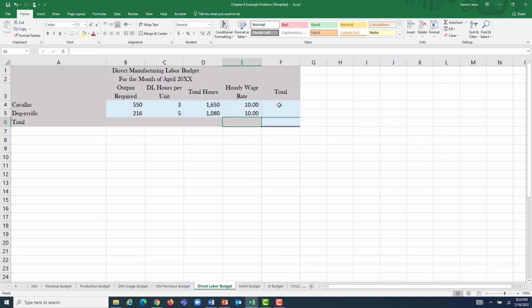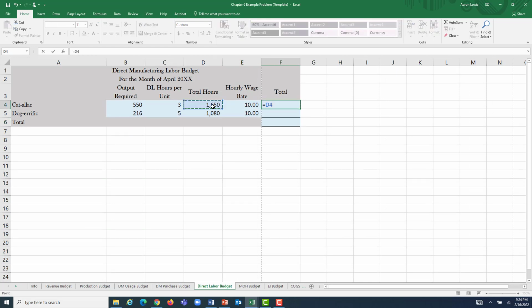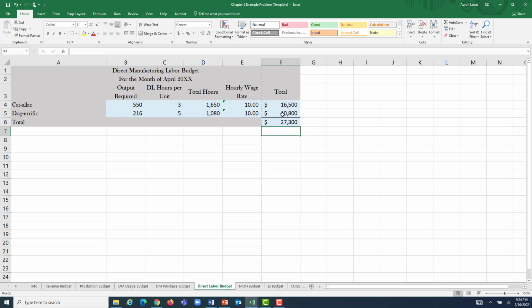So now I can just multiply the total hours that we're going to have to pay our workers to work times how much we're going to pay them per hour, and it's going to give us the expected labor cost to produce the Cadillac, which in our case is $16,500. Same process, I can multiply the total hours needed for the Doggerific, 1,080, times the $10 per hour we're going to pay our employees. And we find out that the labor requirements of producing Doggerifics are going to cost the Animal Gear Company $10,800 during the period. We add those two together, and we get $27,300 as this company's expected budgeted labor cost during the upcoming period.